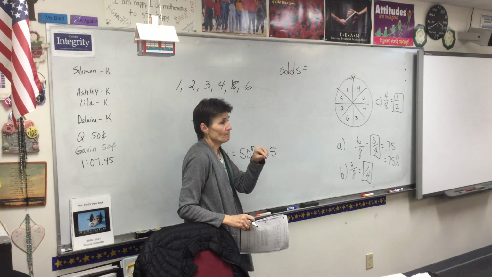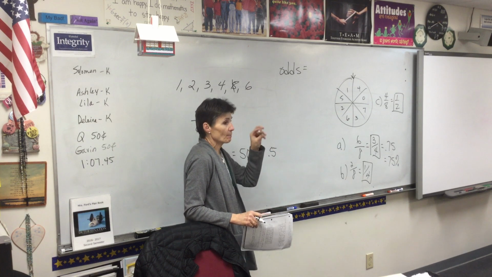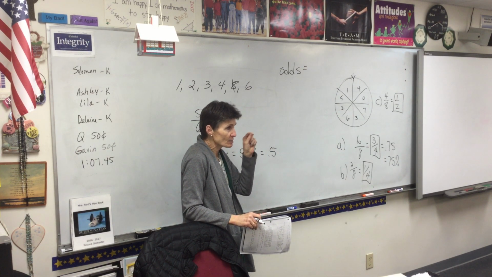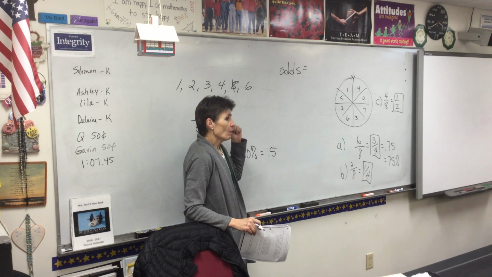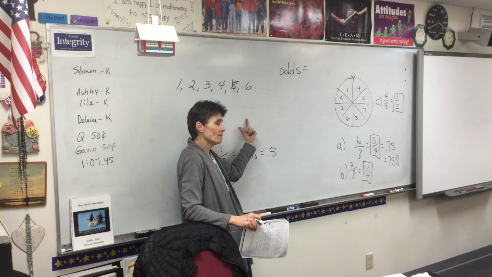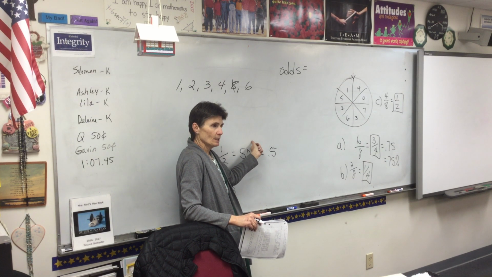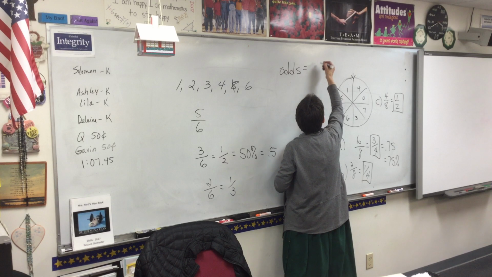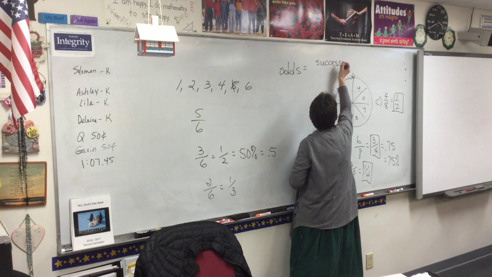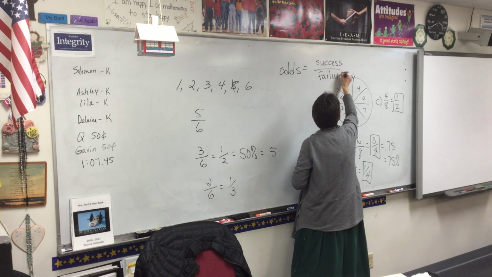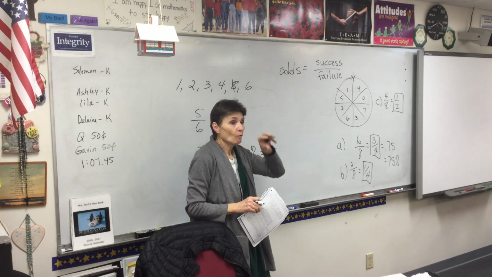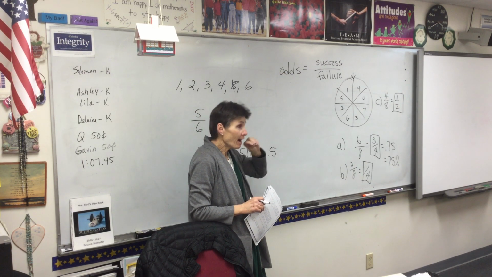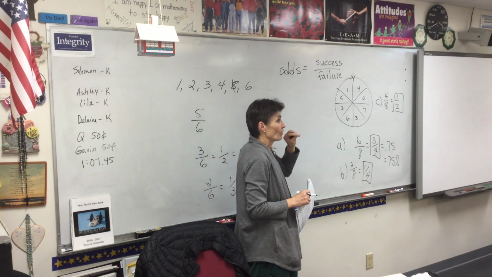To the mathematician, odds is different than probability. Does anybody know mathematical odds? What we mean by odds? So, what was our definition of probability? Who wrote it down? Probability is successes over total. Successes over total. Odds are successes over failures. So probability is what you want over the total. Odds are what you want over what you don't want.